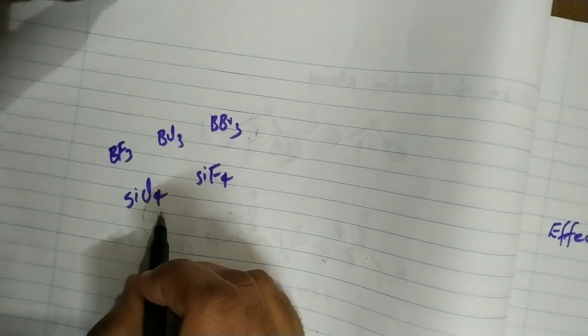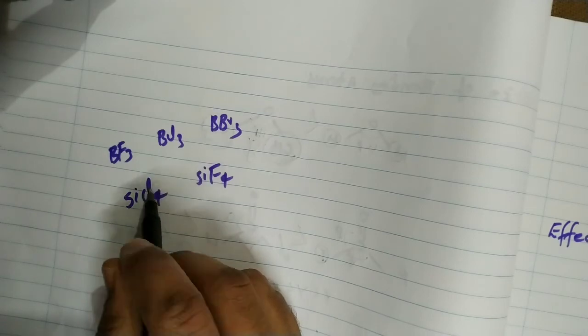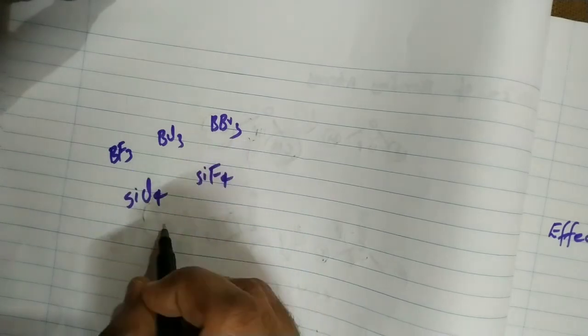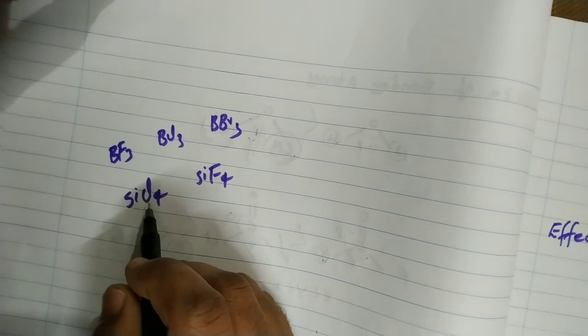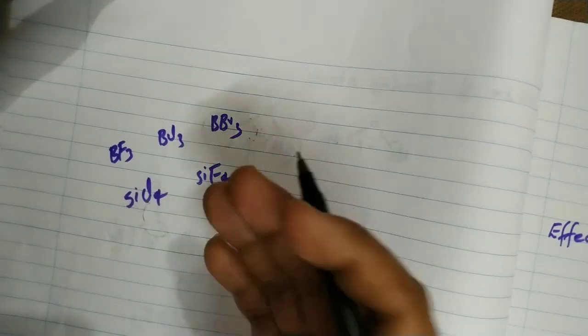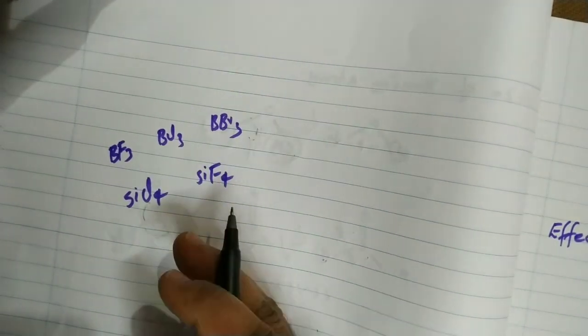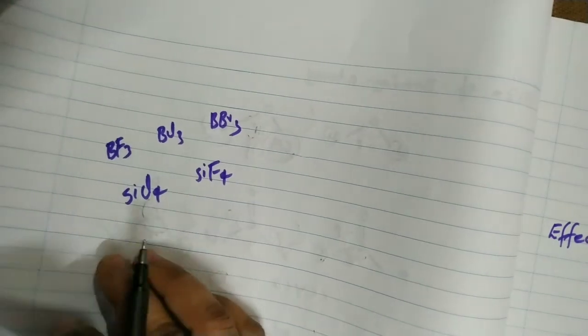What is the bond angle order of these molecules? BF3, BCl3, BBr3. Here the electronegativity of the bonding atoms is different. So give your answer in the comment box.